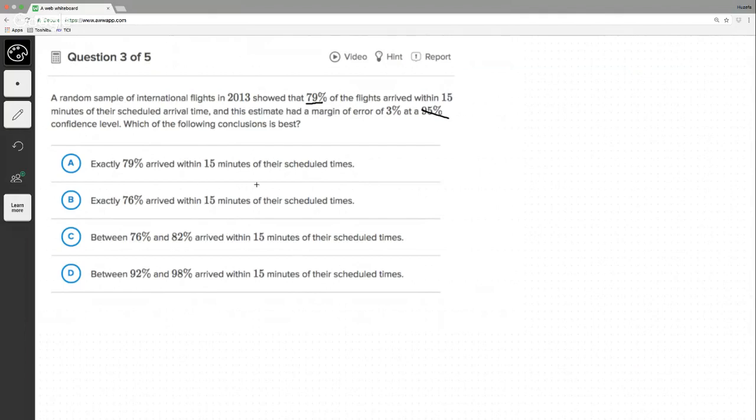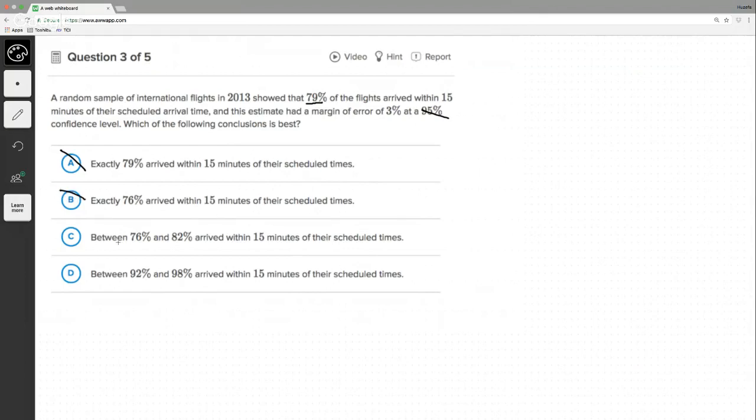79% arrive within 15 minutes of their scheduled time. Showed that a random sample. So I wouldn't say exactly. The problem is there's 2 problems. One, there's a margin of error. 2, it's just a sample that has a margin of error. So exactly is going a little too far. I'm going to take that off. Exactly 76% arrived. No, that's even worse because that's away from the mean.